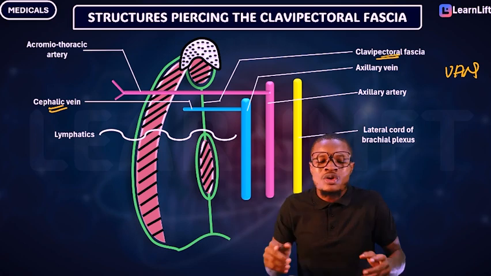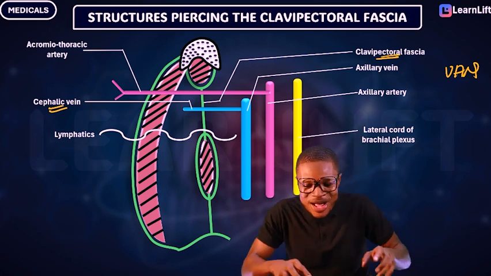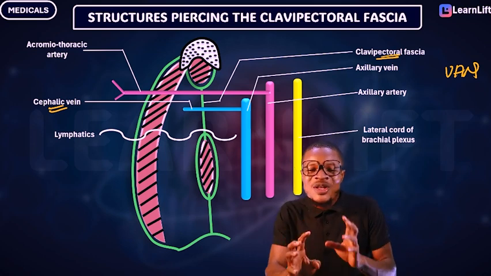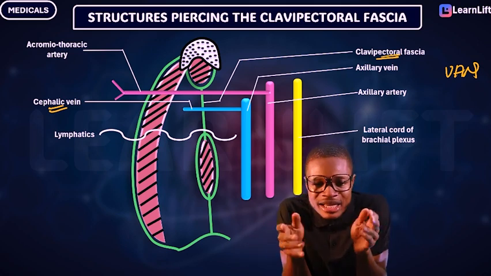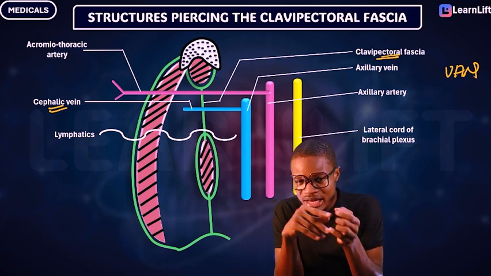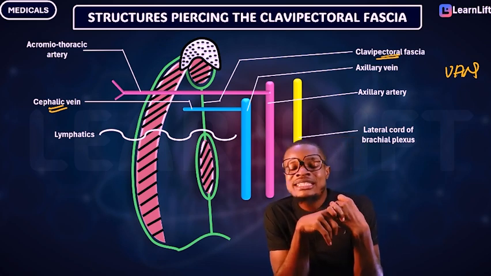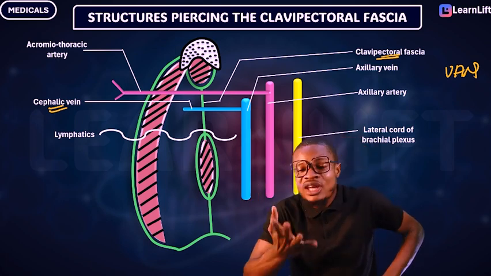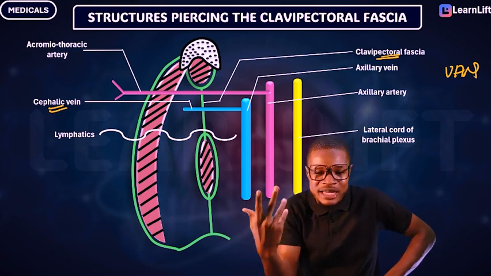Listen, the acromiothoracic artery is also called your thoracoacromial artery. Acromiothoracic artery, or thoracoacromial artery. So this is the acromiothoracic artery that we have there, and it is coming from where? From the axillary artery. So the acromiothoracic artery is a branch of the axillary artery, and of course the only one that I've not given its own is the branch from the lateral cord of the brachial plexus, right?